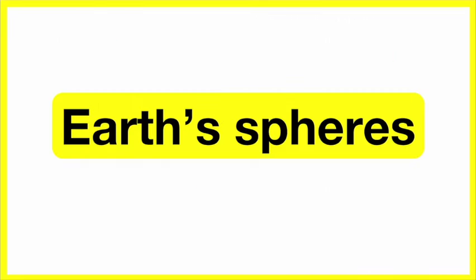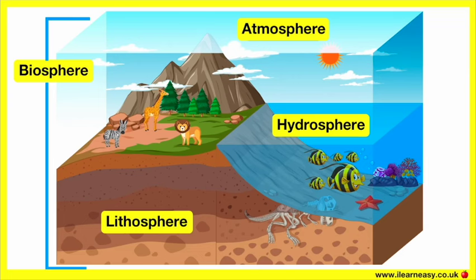Earth spheres. There are four spheres of the Earth. The four spheres of Earth are the atmosphere, hydrosphere, lithosphere, and biosphere. These are the four subsystems in which the Earth can be split into. These include the air, water, land, and all living things.